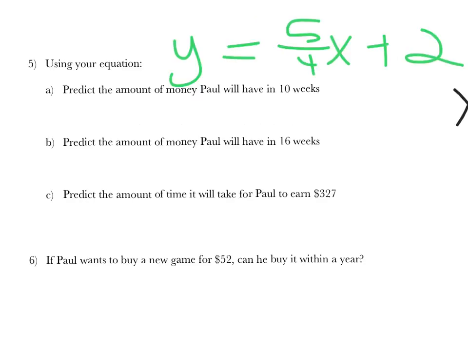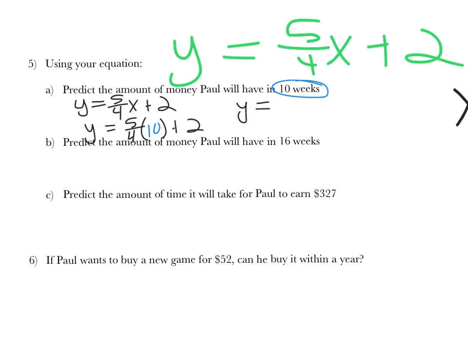So I'm taking a look at letter A. Notice that it says we're predicting the amount of money in 10 weeks. Well, we're going to use our equation, so I'm going to start by writing my equation, y equals 5/4 x plus 2. Since x is weeks, I'm going to plug 10 in for x, and then I'm just going to evaluate this. Use your calculator or do it in your head. 5/4 times 10 is 12.5 plus 2. So after 10 weeks, Paul will have $14.50.